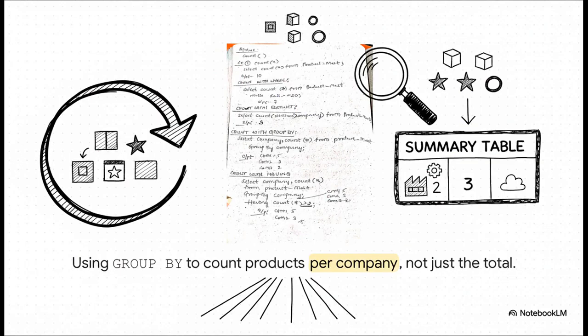But the real magic happens when you pair these functions with the GROUP BY clause. The best way to think about it is like sorting your data into piles before you start counting. Instead of just getting a total count of all your products, GROUP BY company tells SQL, hey, first make a pile for each company and then count the products in each of those piles. All of a sudden, you're not just getting one boring number, you're getting a powerful, neatly categorized summary of your data.